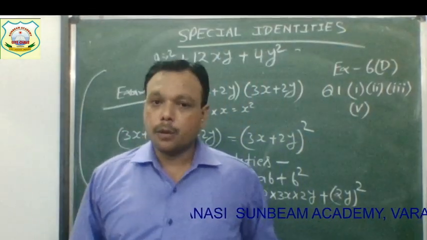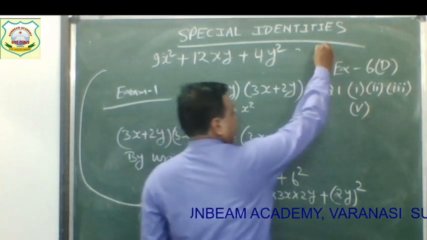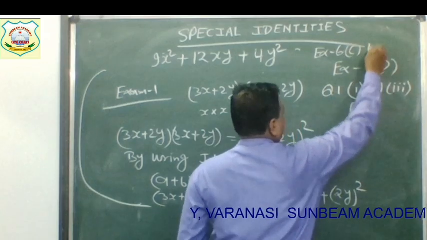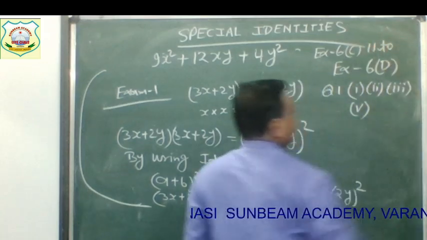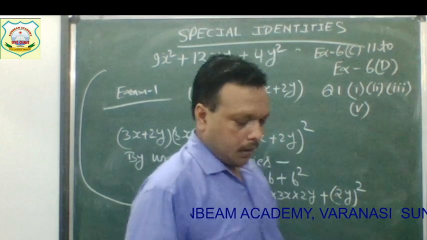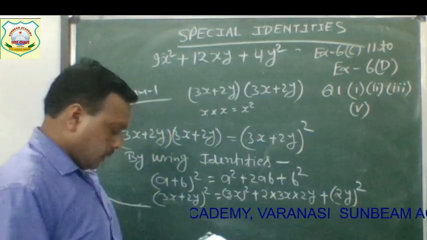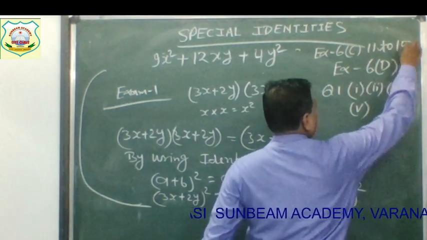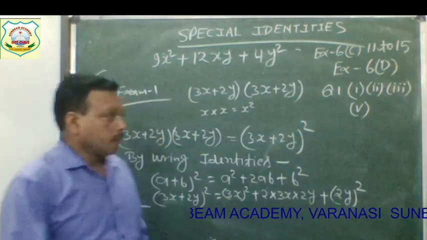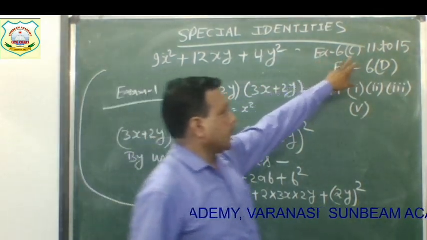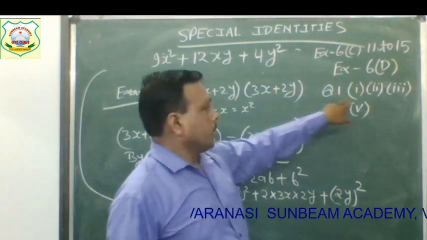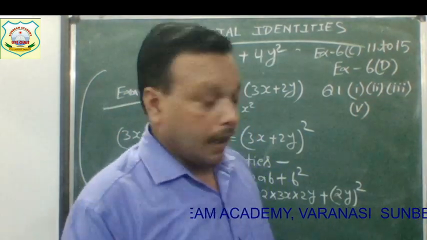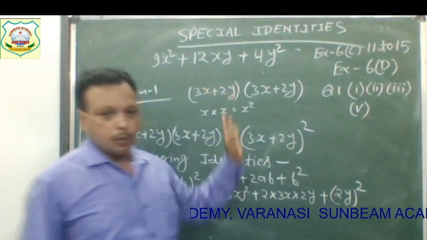So what we have covered today, and also exercise 6C, students, from 11 to 15. I told you 11 to 15. You will also do these. Clear students? So today's homework is exercise 6C, 11 to 15, exercise 6D, question 1, and these 4 questions. You will note it in your notebook, and with this, the identities whatever I told today.